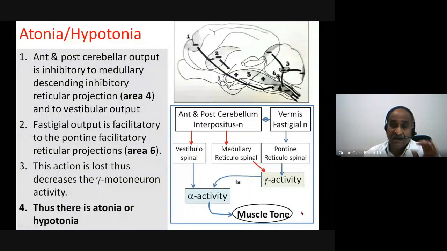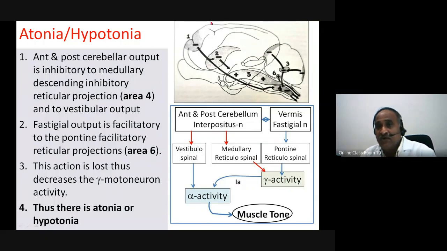It is because of the partial state of the contraction. This partial state of the contraction is because of the gamma alpha loop through this 1A. Now, this gamma motor neuron activity, if you are looking at this particular picture here, this is the brain. We have a number of centers. This 5 is the pontine, the mesencephalic and mesencephalopontine reticular system, the descending reticular system.